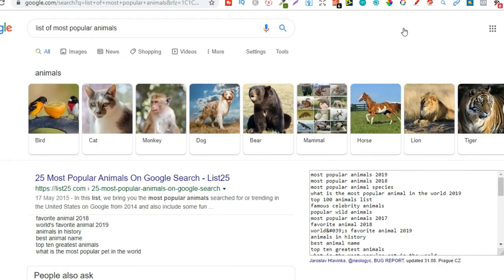What you could do after typing in list of most popular animals is go through and build out a spreadsheet with all these different types of animals, and then do a little bit of research a little bit later on to see if there's actual demand for that niche. But that's the first one, animals. Who would have thought, hey, that people are looking for journals and gifts within the animal niche? And as you know, there's going to be hundreds of different types of animals.